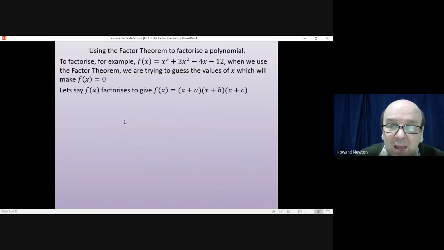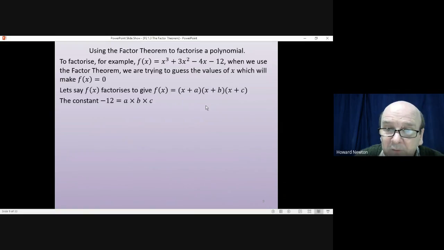Well, let's say you had 3 values, a, b, and c, and when you factorize the function, you got x plus a times x plus b times x plus c. The significant number in this function is the constant at the end. And whenever you're using the factor theorem, it's this number, the constant at the end, that you need to keep an eye on. Where does the minus 12 come from when we multiply out the brackets?